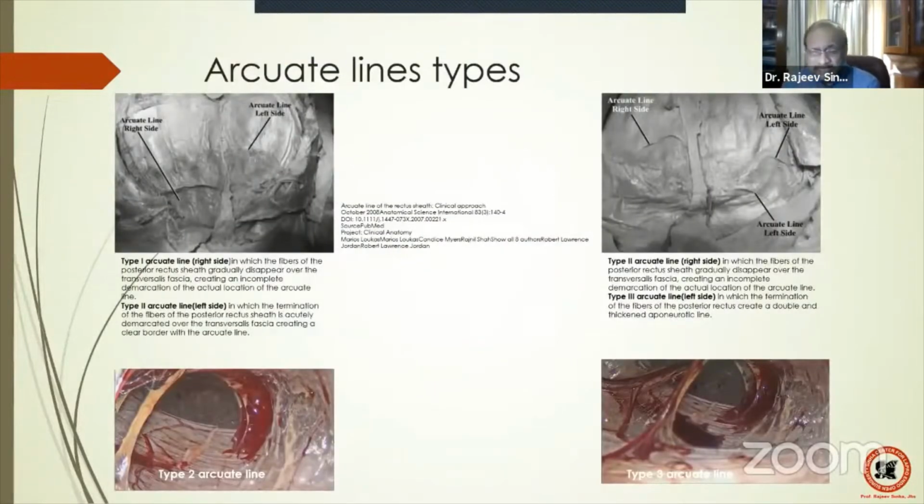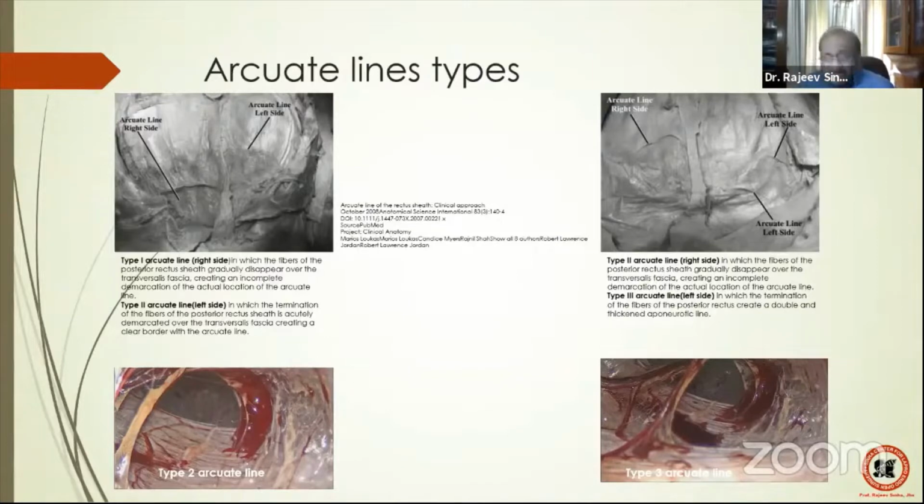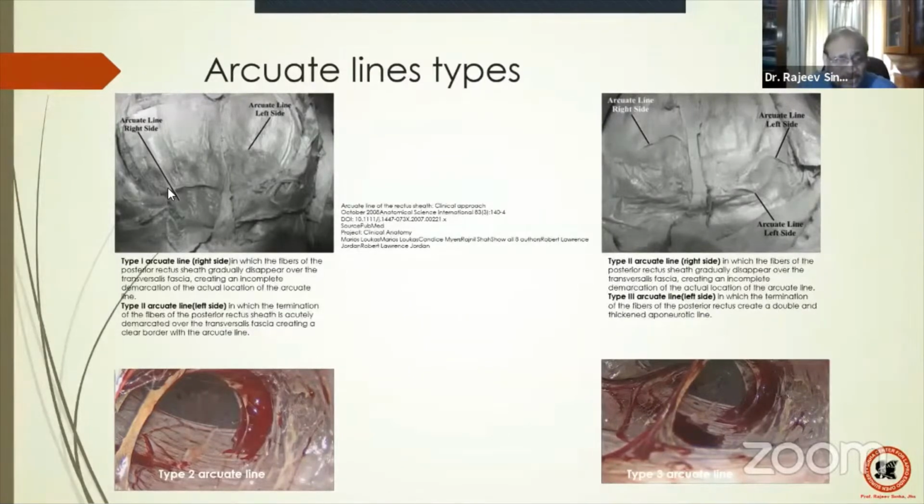The arcuate line, just a few words about the arcuate line. I've shown you a typical picture of the arcuate line out here. Now, the arcuate line has been described by anatomists as a semicircular line. Do you find the semicircular line in every patient? No, you don't. This is the usual description. This is the arcuate line. This is a cadaveric picture.